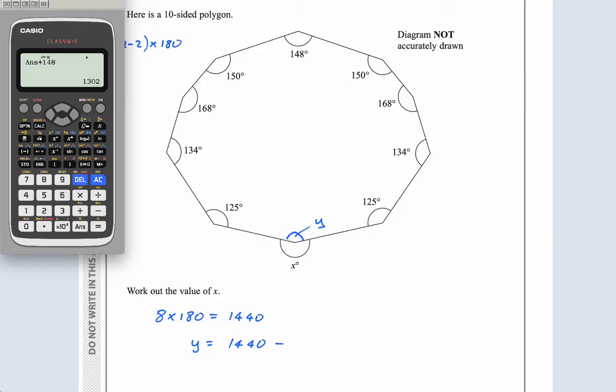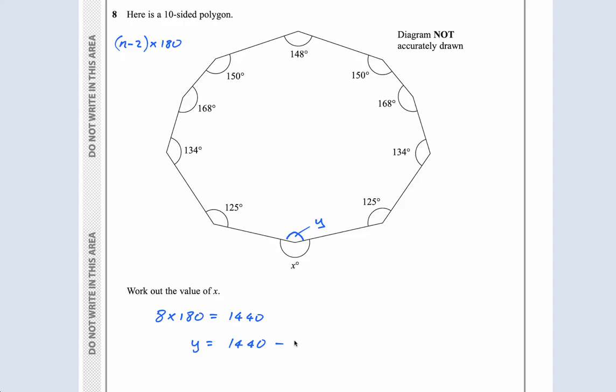Now guys, obviously I did something weird there. If you don't know what I did, just add up all the numbers, easy, on your calculator. 1302. So this is 1302.